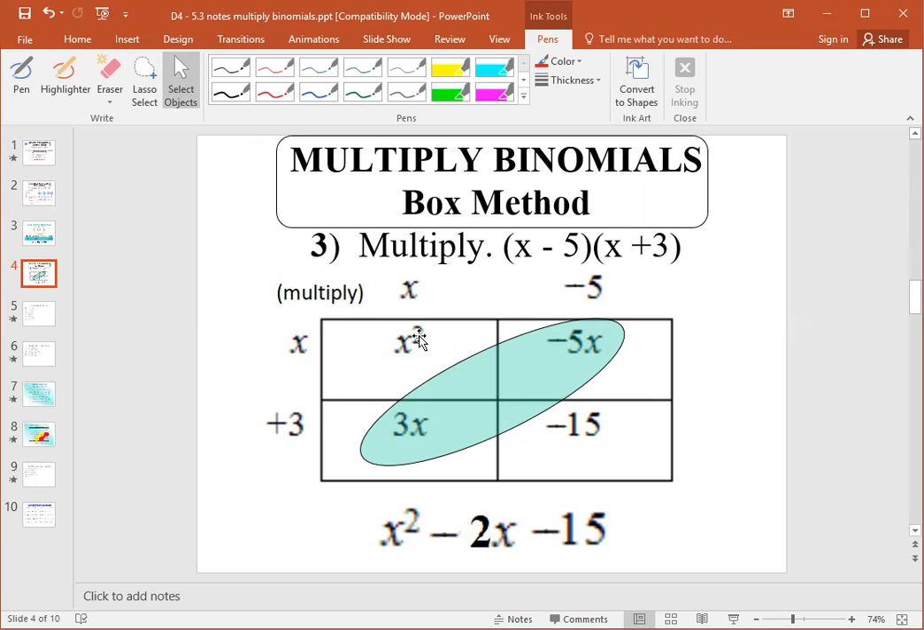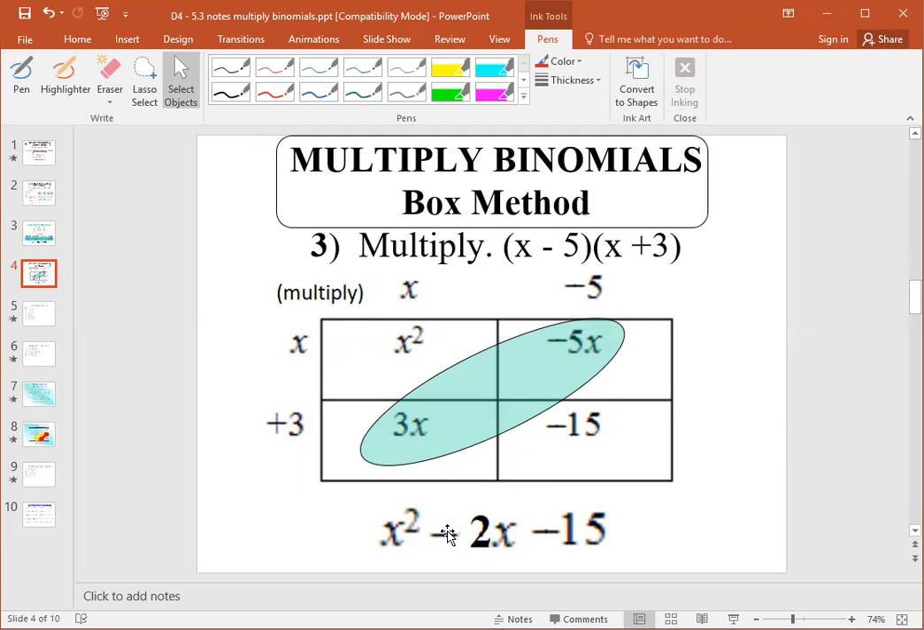Now you're just multiplying. So in box 1, I have x times x, which is x squared. Then I multiply x times negative 5, and that becomes, in this box, negative 5x. I do the same thing with the bottom left box. That's the x and the positive 3, so 3 times x is 3x. And then in this bottom right box, that's the negative 5 and the positive 3, and that becomes negative 15.